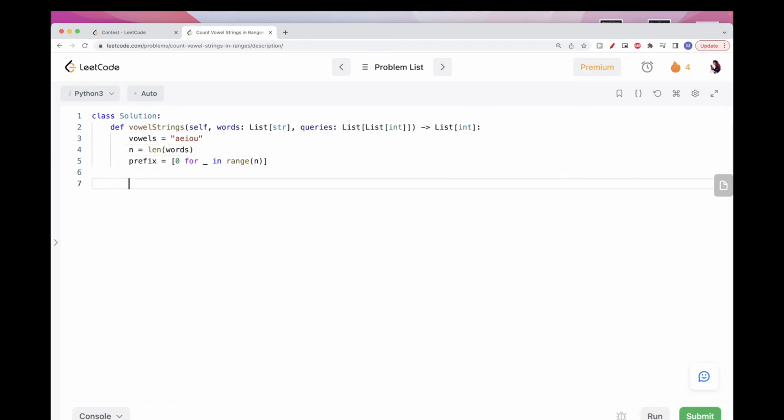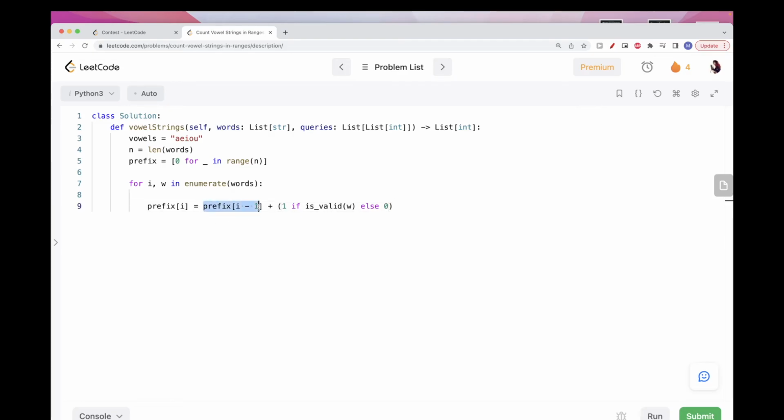Okay. And then we need to go through the words, right? So this is the word in enumerate for words. And what we want is basically we want prefix of I to be equal to prefix of the previous one, right? Plus 1 if this word is valid or not, right? And so let's say plus 1 if W is valid. Otherwise, it's just plus 0, right?